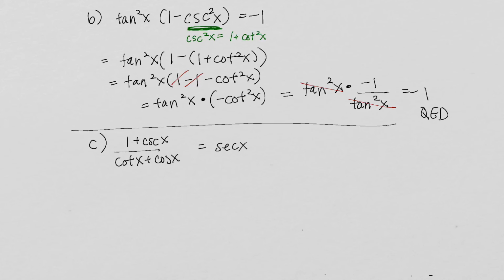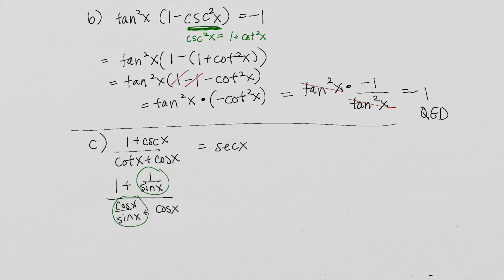put everything in terms of sine and cosine. So use the reciprocal identity here. Cosecant is 1 over sine. Cotangent is cosine over sine. And cosine is already in terms of sine or cosine, right? And now we have a complex fraction. See how we've got fractions inside of fractions? And look at the fractions inside of fractions, the denominator is sine of x.